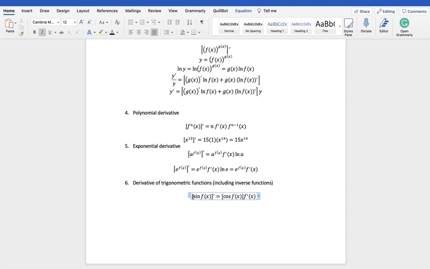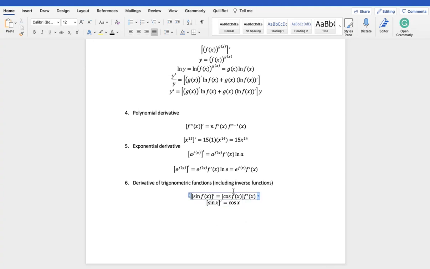And for the special case, because this is the general form, where f of x is equal to x, this just becomes the derivative of sine of x, which is just equal to cos of x, multiplied by the derivative of our function f of x, which is x, so the derivative of x, which is 1. So it's basically 1 multiplied by cos of x, which is just cos of x. So that's the special case.